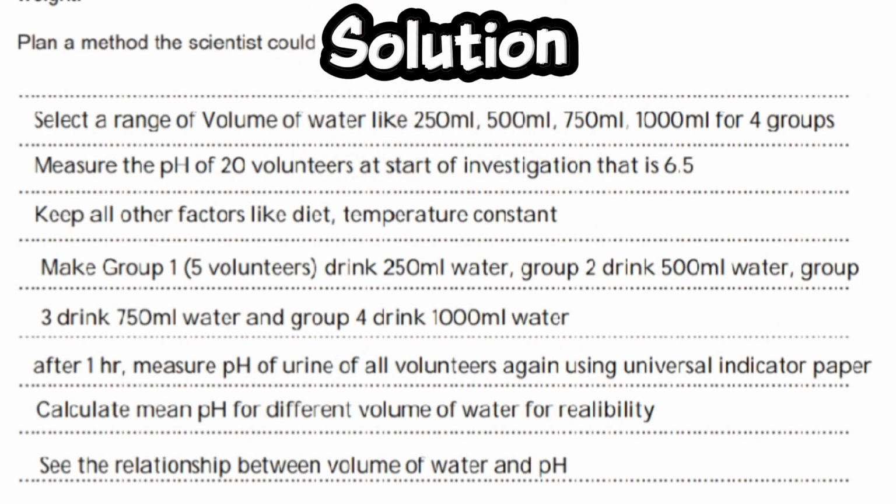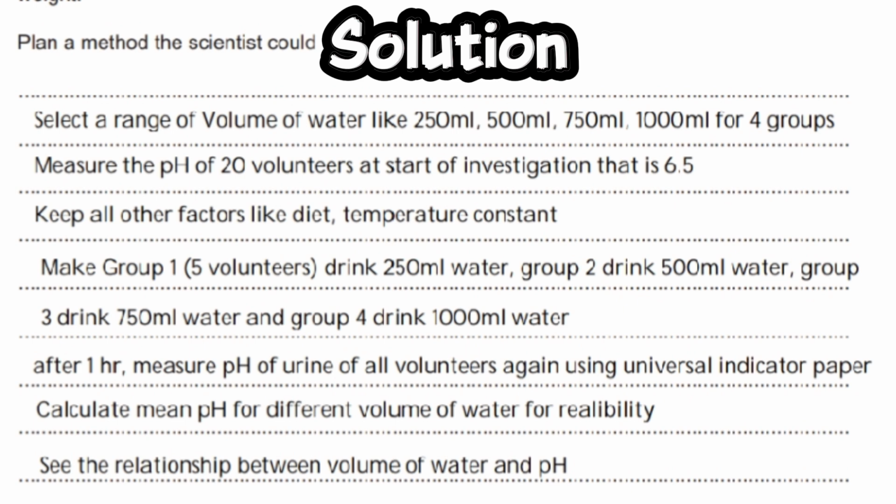First of all, we will select a range of volume of water like 250 ml, 500 ml, 750 ml and 1000 ml for 4 groups. This is actually independent variable. Then at start, we will measure the pH of 20 volunteers and that is considered 6.5. We will keep all other factors constant like diet, temperature.